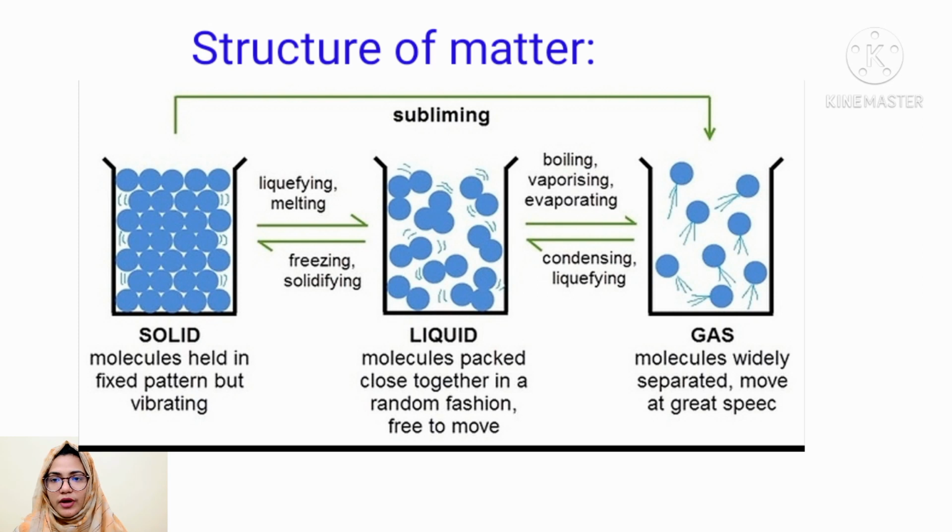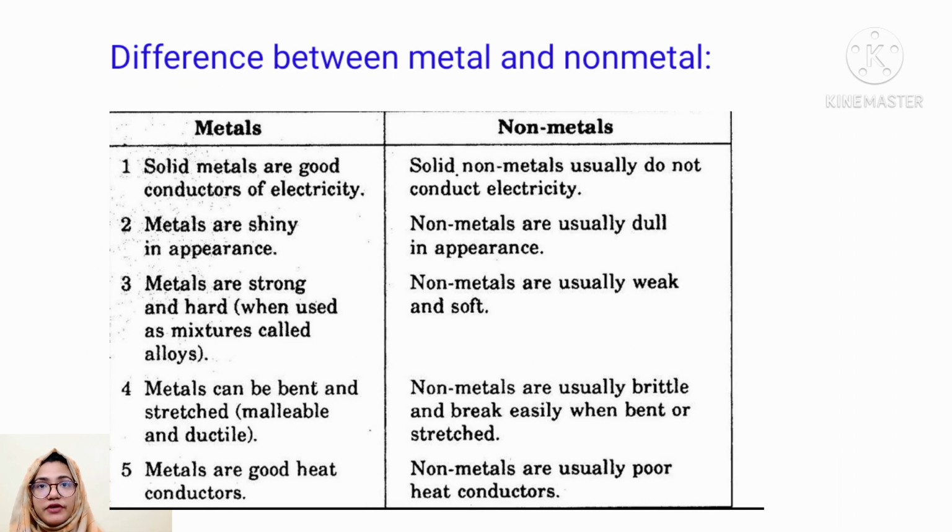Now, I will tell you about metal and non-metal. We use various types of aluminium pots, gold jewelry, and wire, which are made of different kinds of metals. How do these metals look? They look glittering or shiny. This is a common characteristic of most metals.